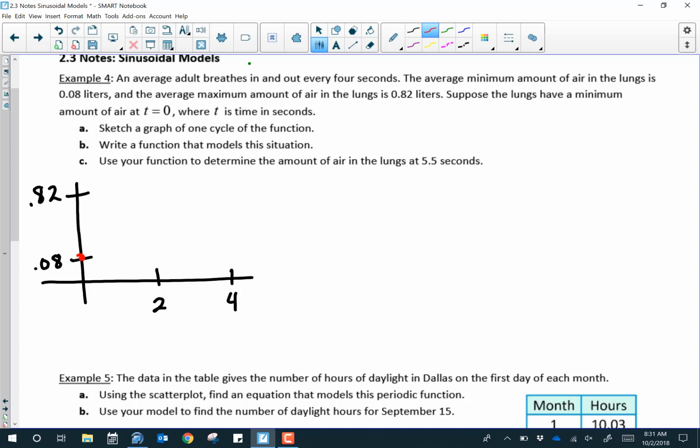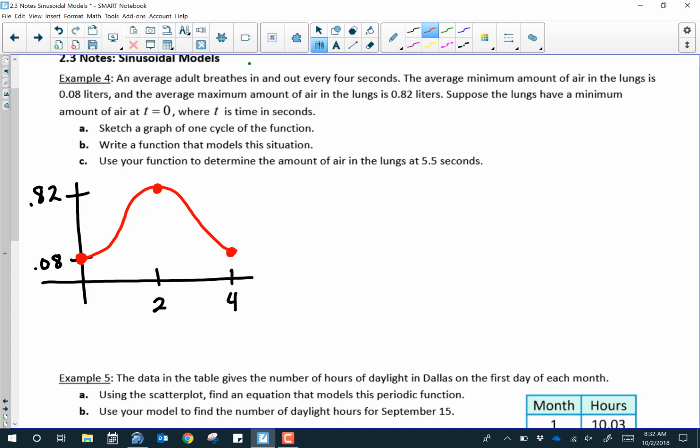So at time 0, we have a minimum amount of air. And if it takes 4 seconds to complete one cycle, then after 4 seconds, we again have a minimum amount of air in the lungs. So at that peak, at 2 seconds when I breathe in, you are at the maximum of 0.82. So you get a nice sinusoidal curve. Make sure you connect it in that curvy, bell-shaped look. Don't make it look like a parabola.